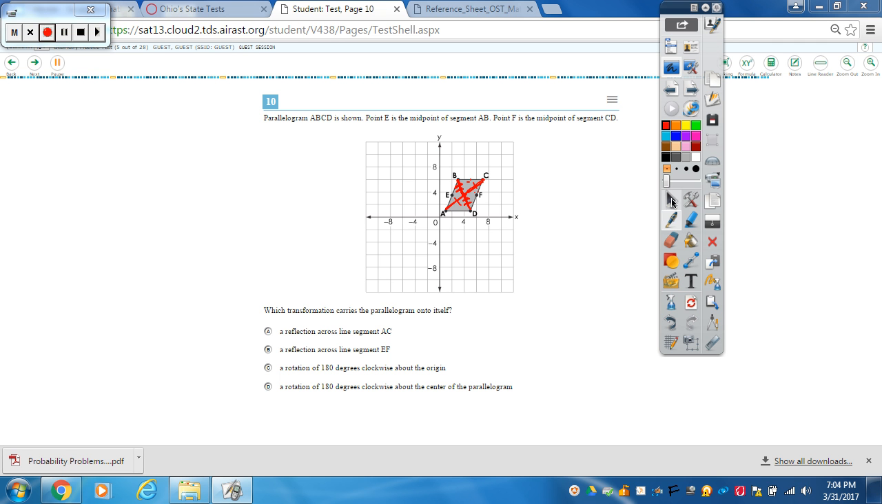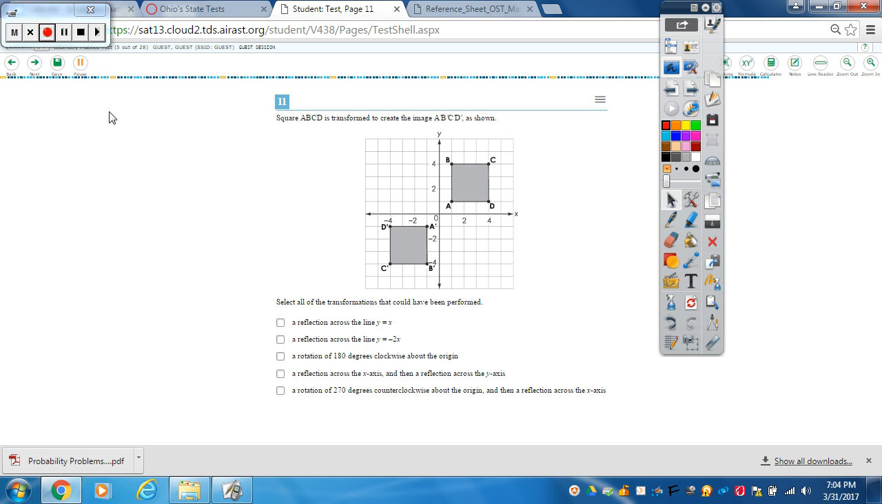All right. Looking at the next problem, let me get my paper turned over, my notes, my cheat sheets. It says this: square ABCD is transformed to create the image A prime, B prime, C prime, D prime as shown. Select all the transformations that could have been performed. A reflection across y equals x.